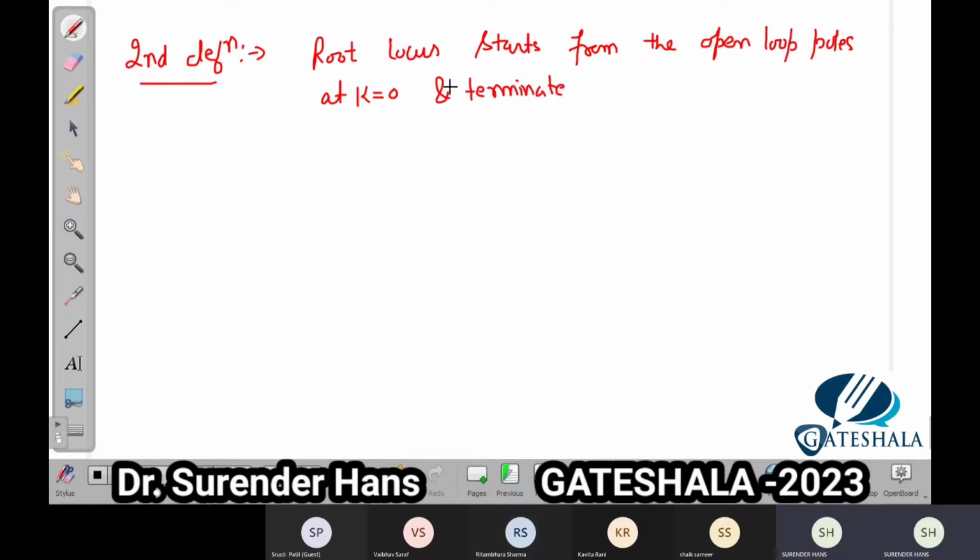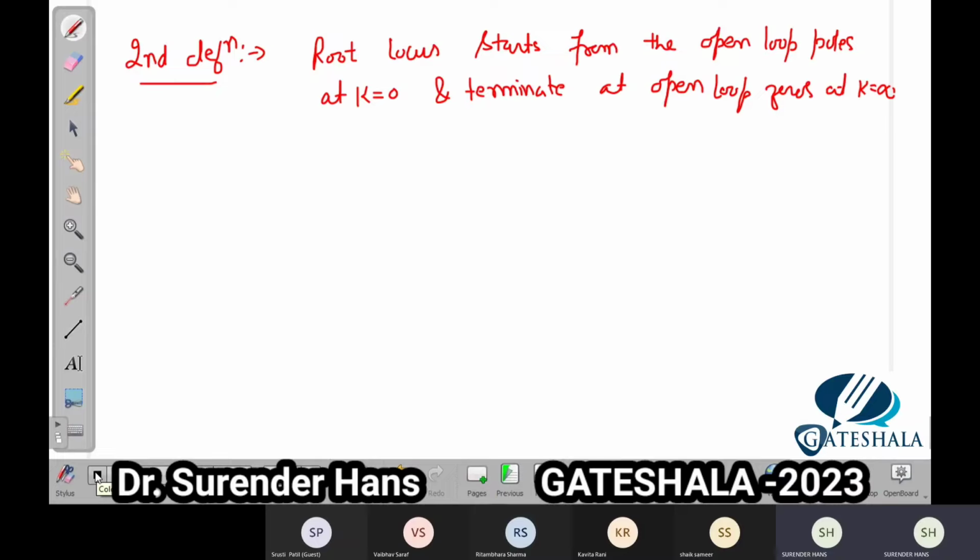Terminate means what? Root locus terminate at open loop zeros at k is equal to infinity. This is the second definition.